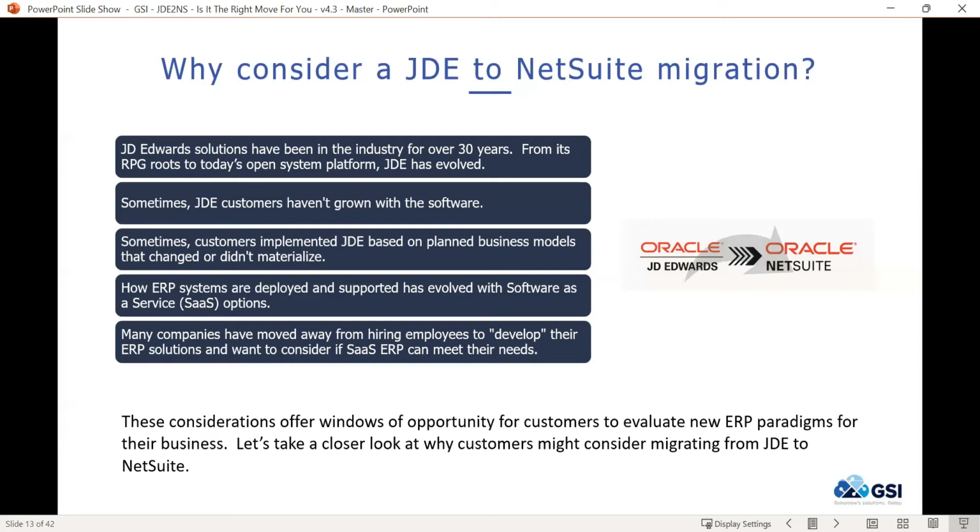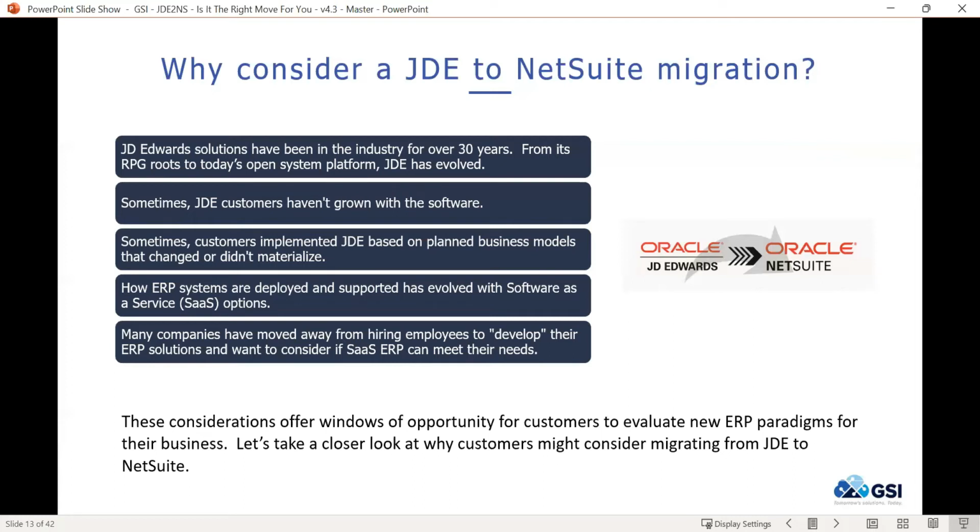We're going to talk about an example of that with a specific customer in just a few moments. Other times, companies are coming to the realization now that the way ERP was deployed years ago is not the way SaaS systems are deployed today. And truly, JD Edwards as an on-premise or hosted product is implemented differently than a SaaS solution like NetSuite.